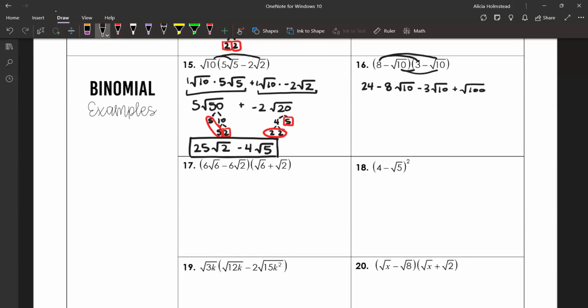If we simplify this, well, 10 breaks down into 2 and 5, which means those can't be simplified. So we can't simplify their radicals, but we can combine them, right? They have the same index and the same radicand. When we add and subtract, we combine their coefficients. So -8 minus 3 is -11 square root of 10. And then that last one, the square root of 100, maybe you know that. That's just 10 and 10. So that will be plus 10. And then 24 plus 10, we can totally do that, which is 34. So we'll get 34 minus 11 square root 10.